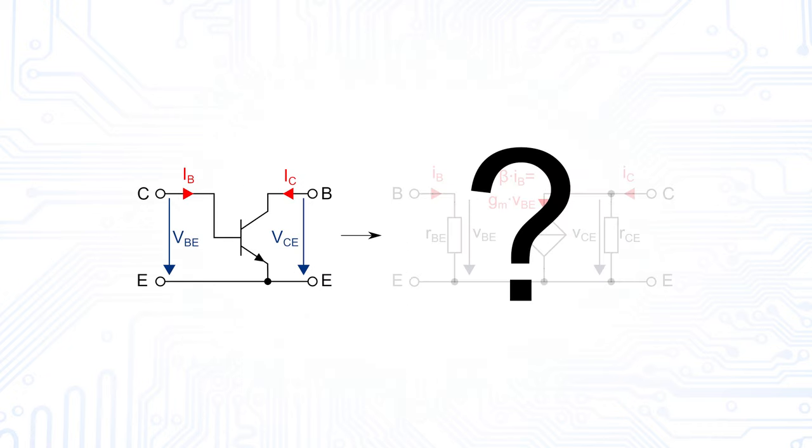To make our lives easier, we can use equivalent circuits using linear components to describe their behavior around a certain point in their characteristic. This linear model is called small signal equivalent circuit and is only valid for a small deviation around the operating point and thus only for AC signals.